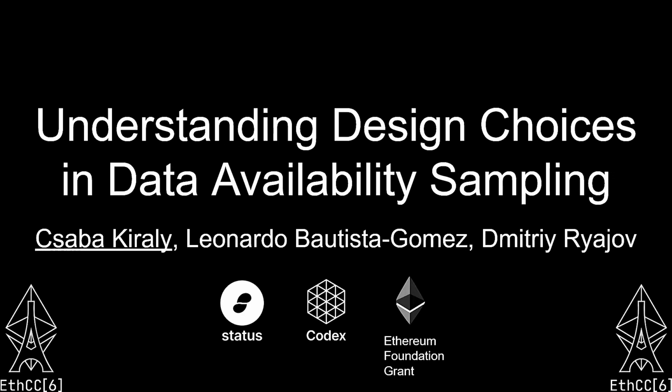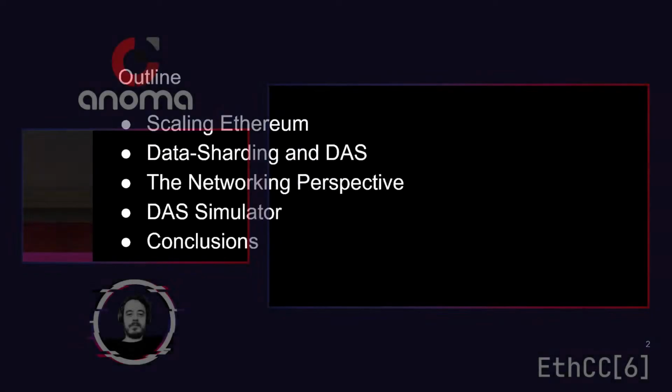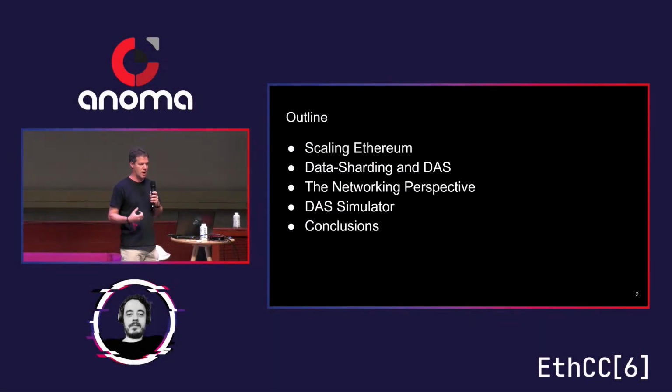So I will be speaking about data availability sampling. As an outline, I will be going through five fast topics. First, I will speak about scaling Ethereum. Then I will introduce sharding and how sampling is done, so basically Danksharding. Then I will look at the networking perspective behind this, and then our simulator from which we are deriving results.